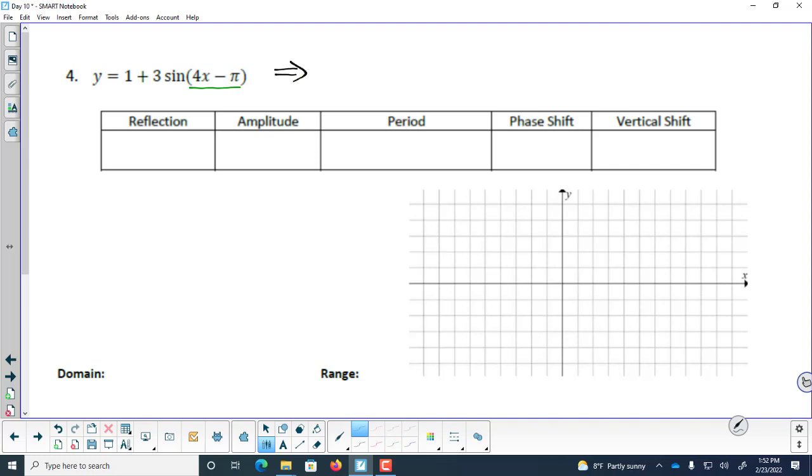Okay, so here we go. So rewrite it. If you want to move the 1 to the end, that's fine. So this is 3 sine. So what do we need to do? We need to factor out the 4 from those two terms inside the parentheses. Okay, so we get the proper values.